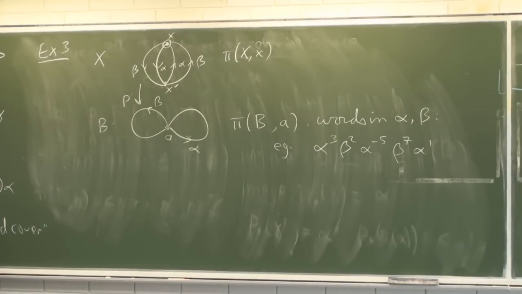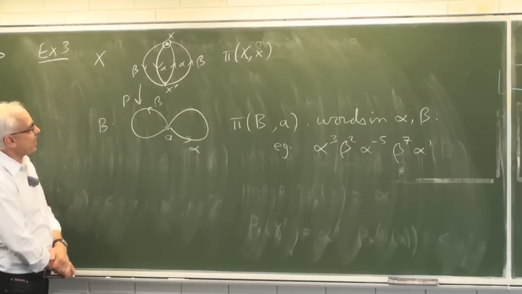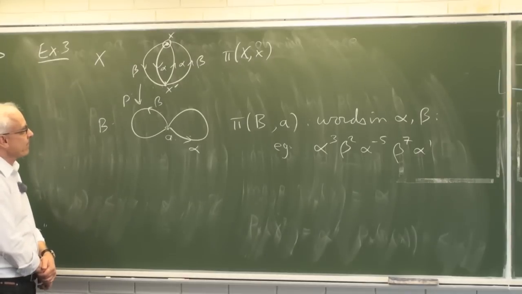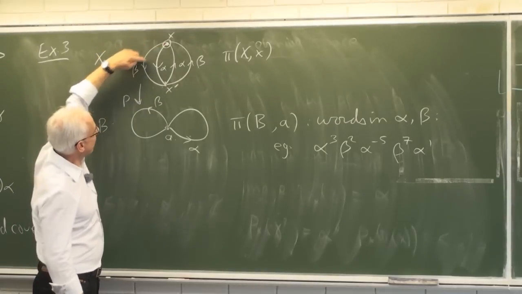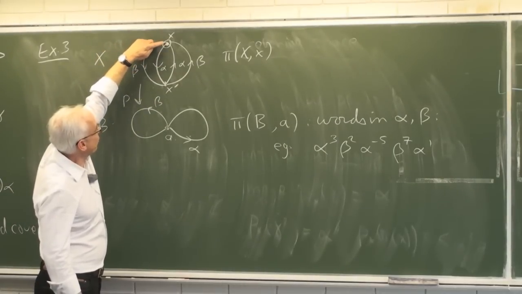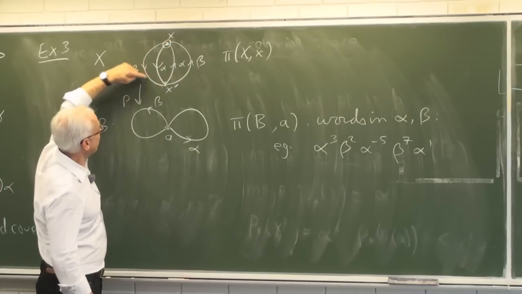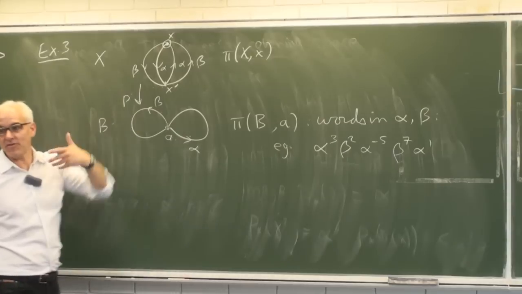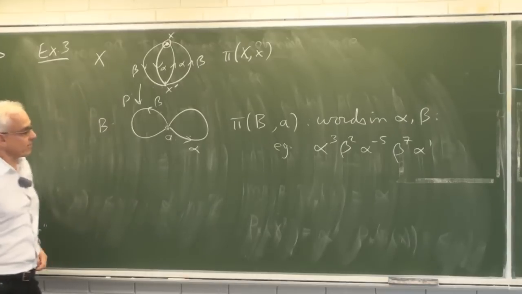What are the various loops that we can consider there, and what's the fundamental group look like? Well, there are various loops that we can consider starting at x. We could go like this, or like this, or like this, or maybe like this. There's quite a lot of possibilities, lots of loops to choose from at x.